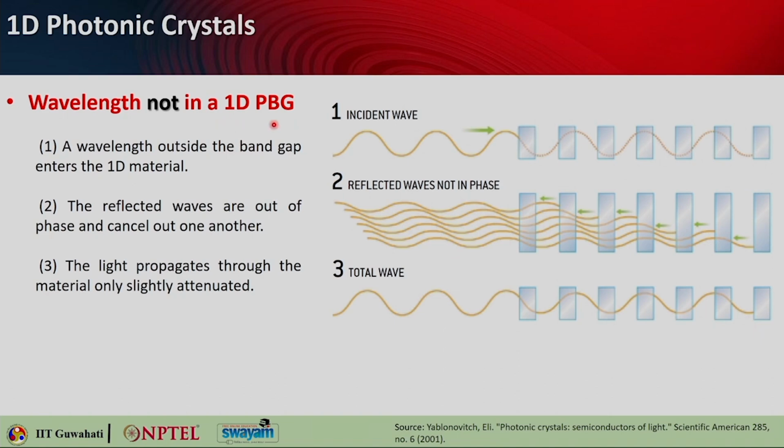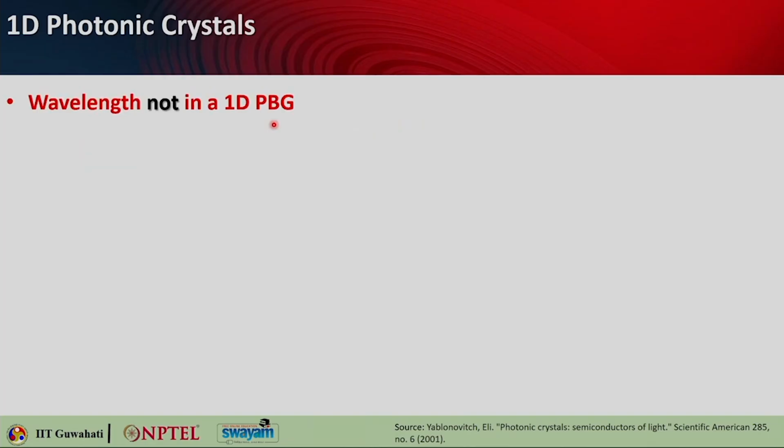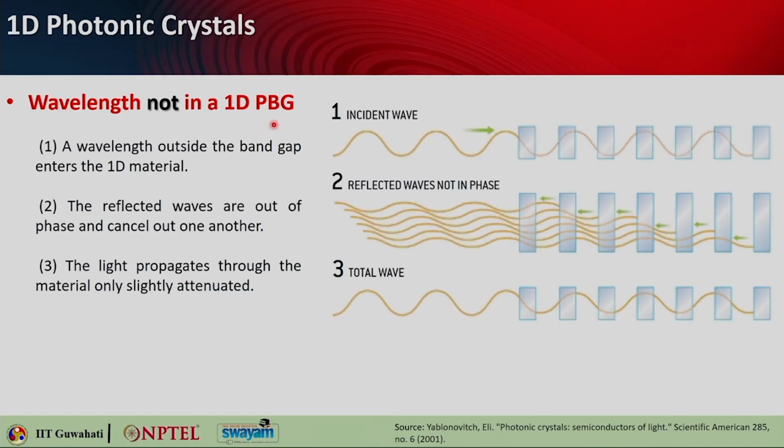So, within the band gap there is standing wave formation, and that stops propagation or transmission through this material. Outside the band gap, light is able to propagate through this material, but with slight attenuation. Slight attenuation is coming because of this kind of interference with the reflected wave.